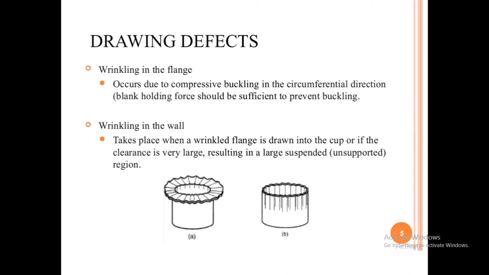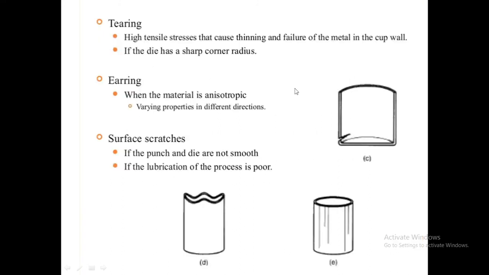Sometimes due to large grain size also, defects are produced on the surface in the drawing process. Now another one is tearing. The high tensile stress causes thinning and failure of the metal cup wall. What is meant by tearing? Tearing is when the tensile stress is very high, and it causes thinning and failure of the metal in a cup wall. Means the wall thickness gets reduced, and due to this cracks and tearing of the material will occur.